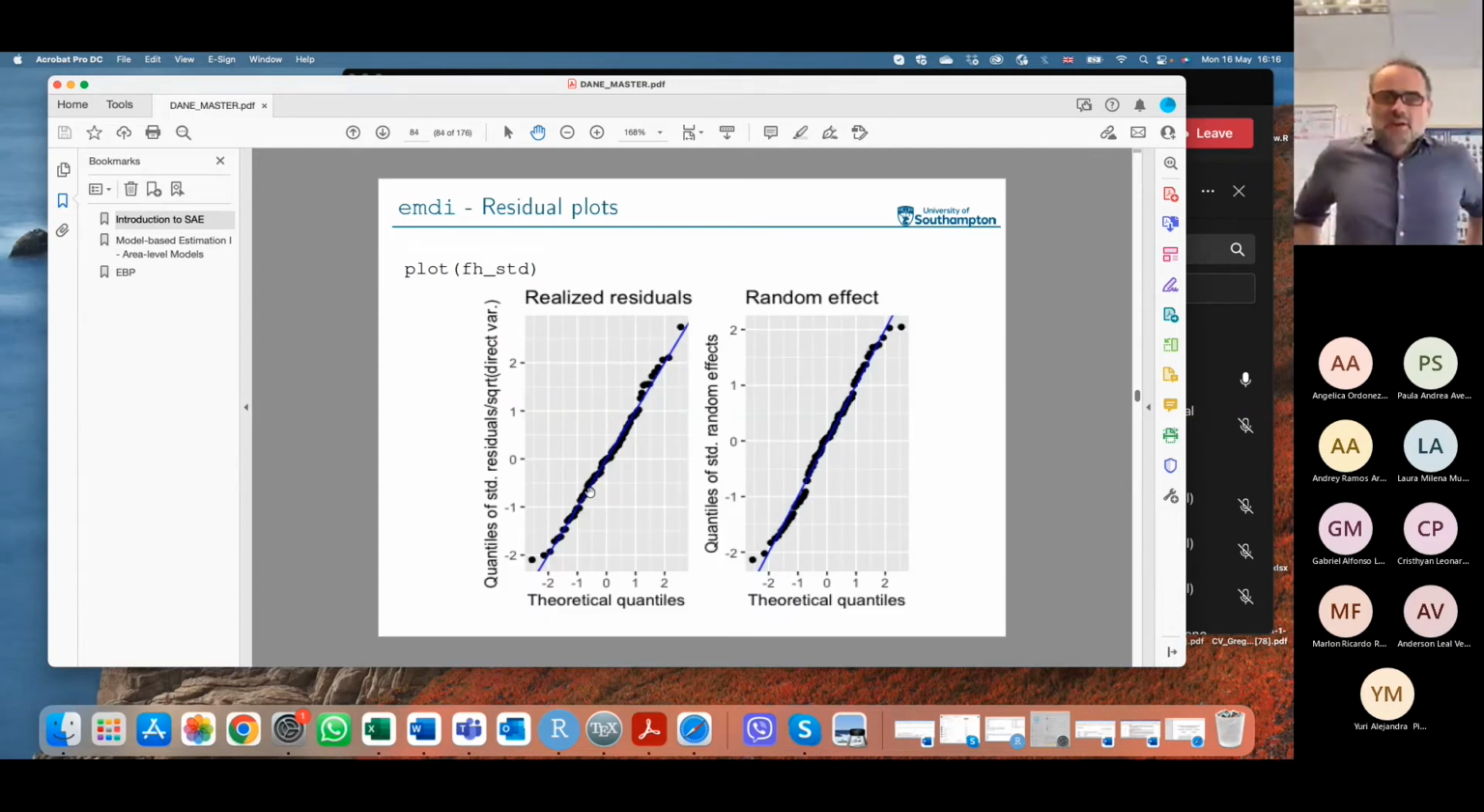Right. In terms of processing the results, one of the first things you can do after you fit the model is to plot some of the outputs of the model fitting. If you use the command plot and specify the object where you have saved your area level model results, one of the outputs this will produce is QQ plots of the realized residuals and the random effect. Hopefully this should look roughly normal. If there are departures from that, it signals that perhaps your model assumptions may not hold, and you may want to go back and reconsider the model.